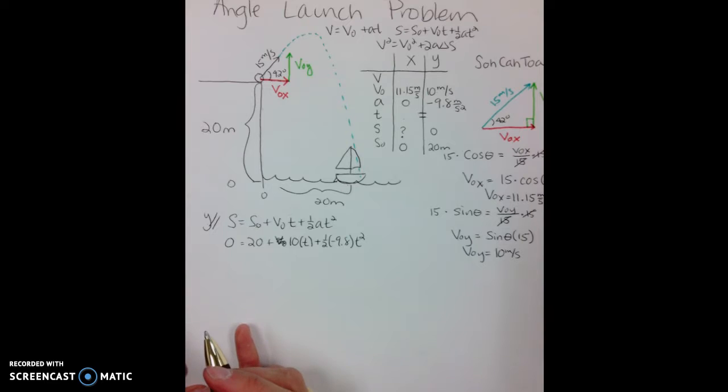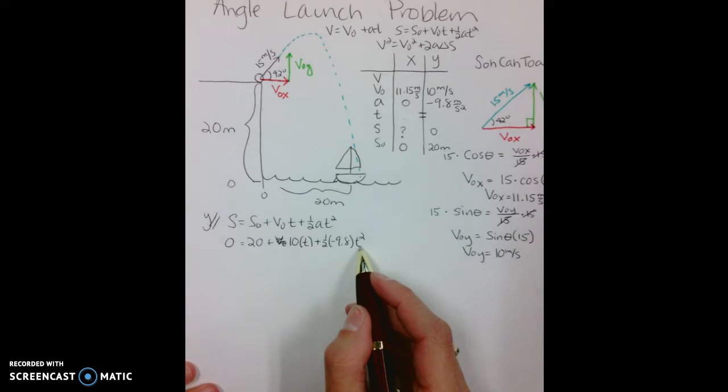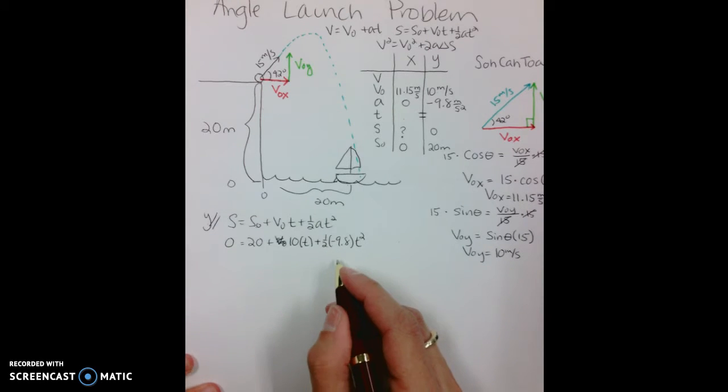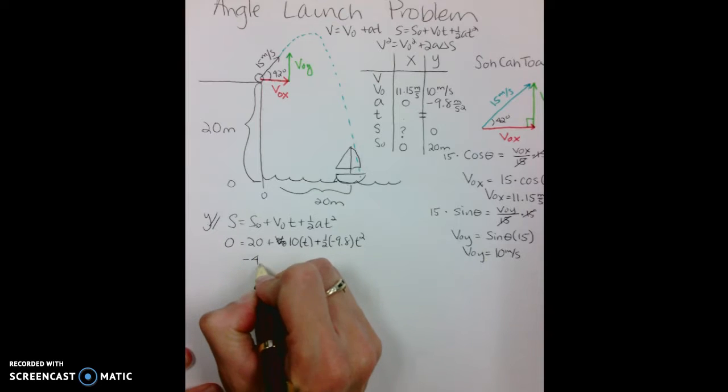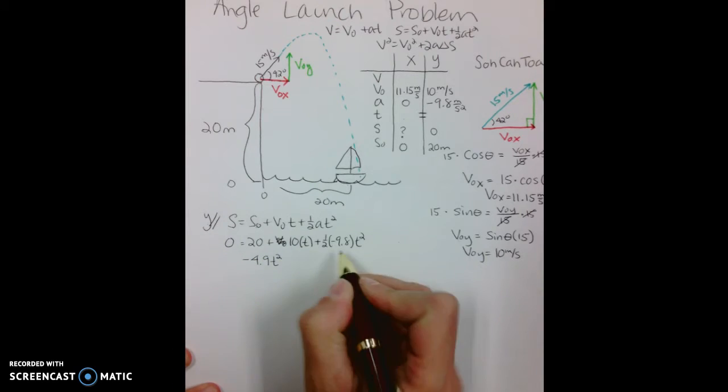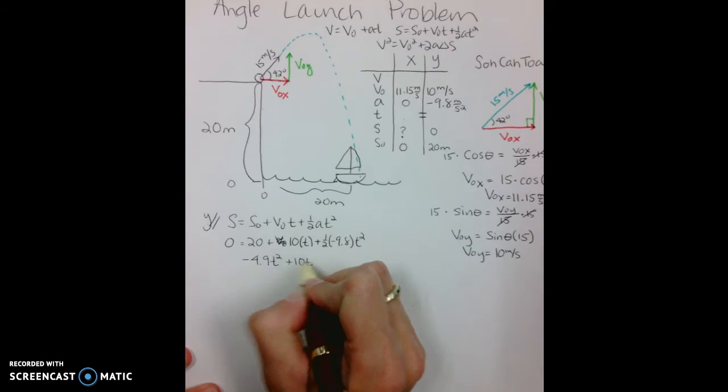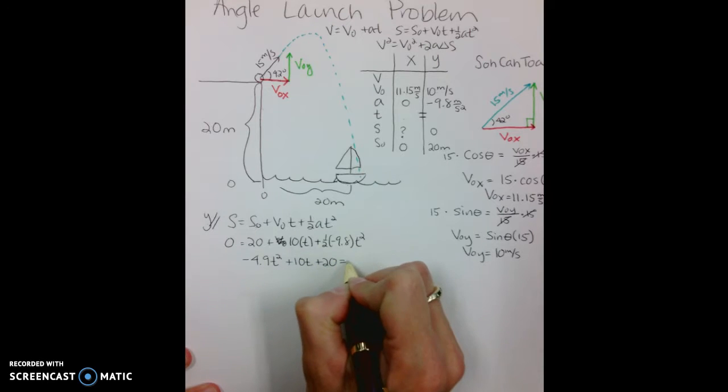I'm going to show you how to do it graphically. It's the fastest and the easiest way to do one of these problems. So let's set this up so it looks more familiar. 1/2 times negative 9.8, that's negative 4.9 t squared, plus 10t plus 20 equals 0.